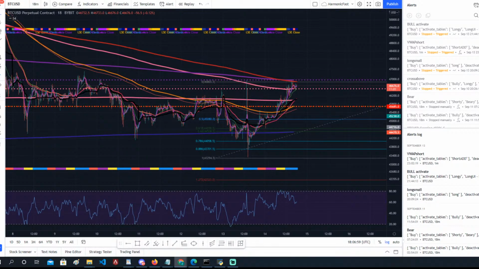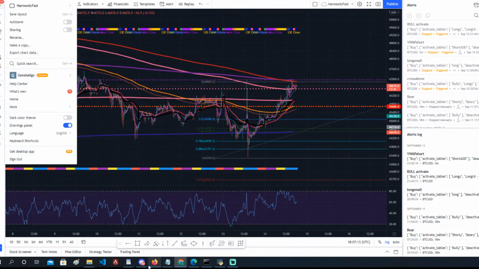In today's video, we'll go further into the webhook integration. I will show you guys exactly how you can set up your own TradingView alerts using, for example, the indicator that we've provided you in our Discord.